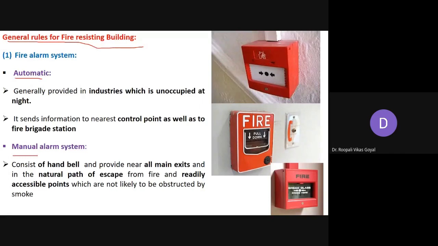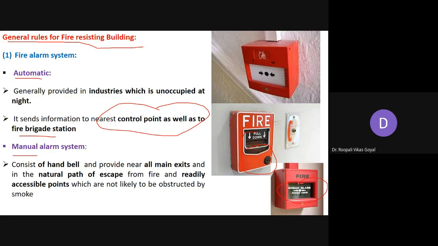So if during the night some fire takes place, then what will happen? It will start automatically whenever fire takes place, and it will send the information to the control point as well as to the fire brigade station. So it operates by itself as and when fire takes place. Okay. But for a manual alarm system, you have to go and press that button, or pull down, as per the instructions given.